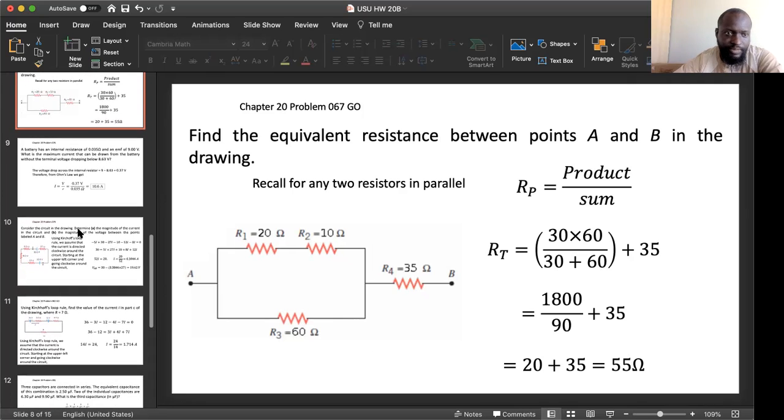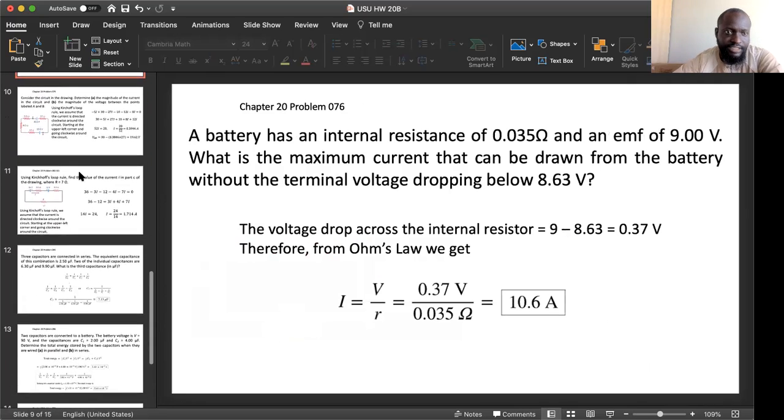Next problem, chapter 20, problem 76 says a battery has an internal resistance of 0.035 ohms and an EMF of 9 volts. What is the maximum current that can be drawn from the battery without the terminal voltage dropping below 8.63 volts? So let me explain what internal resistance is. Internal resistance is the resistance inside the battery itself. So it takes some of the voltage before having a terminal voltage. Terminal voltage is the final voltage that comes out of the battery for other things to use.